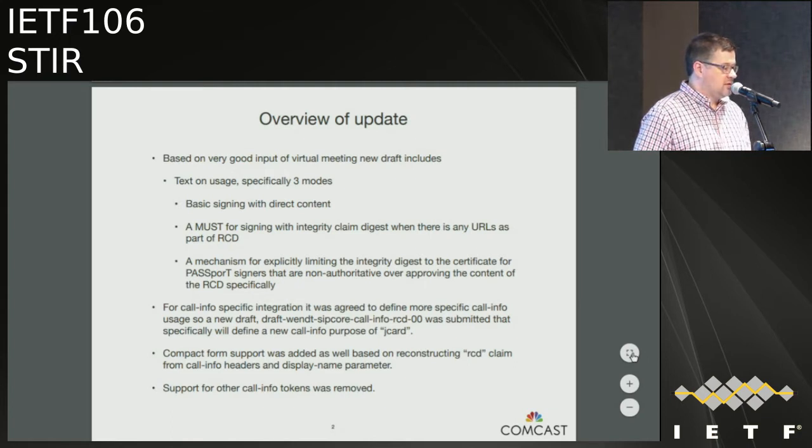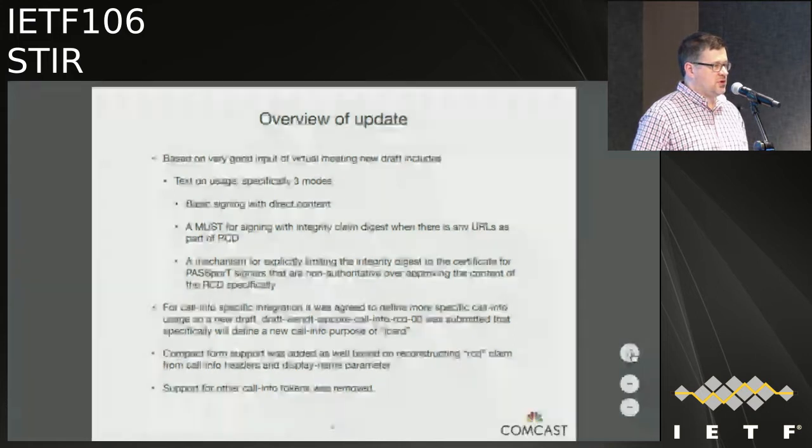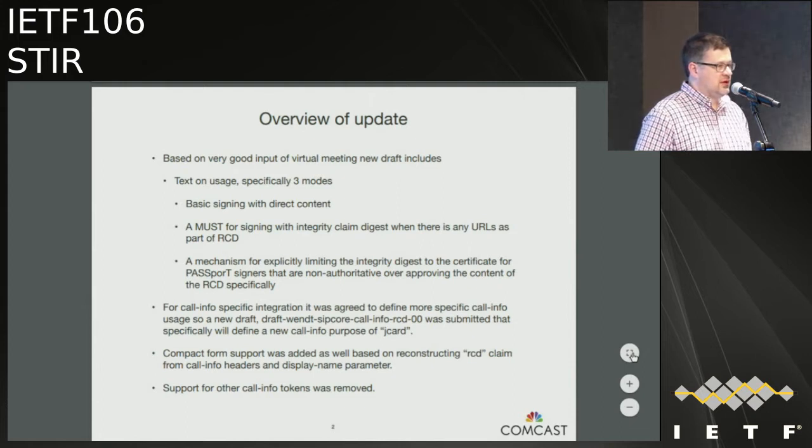One thing, looking deeper into call info, call info uses a URI as the parameter right after. So there's a question of, it's probably the case that we want to incorporate this info, like the JCard info, directly in the INVITE somehow. And John and I didn't get a chance to talk about it, but he mentioned there's some hacks, maybe putting it in the body or something like that.